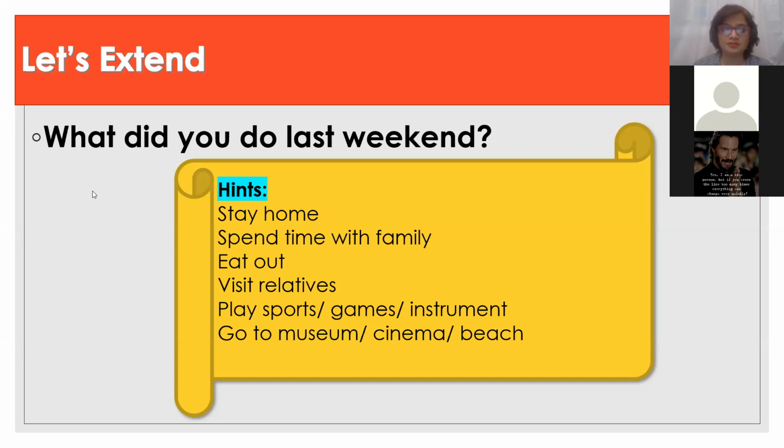I played with my daughter. Okay, you played with your daughter. That's perfect. And what about you, Isha? I wrote a short poem. Oh, that's wonderful. I mean, you must have had a productive weekend with all these activities.